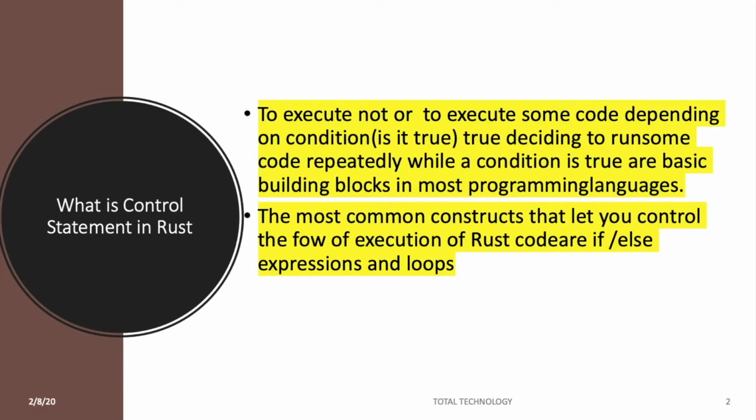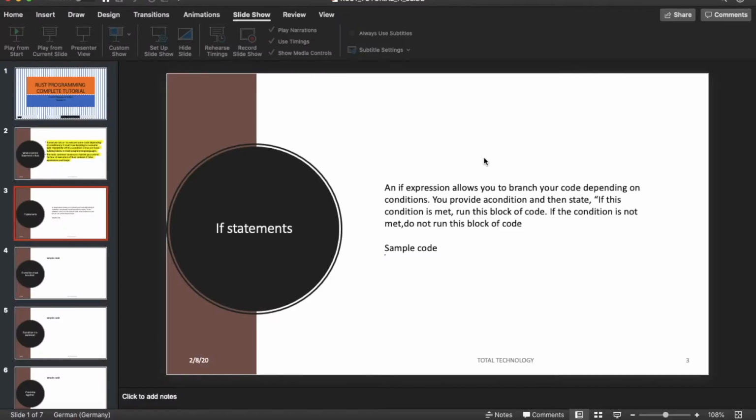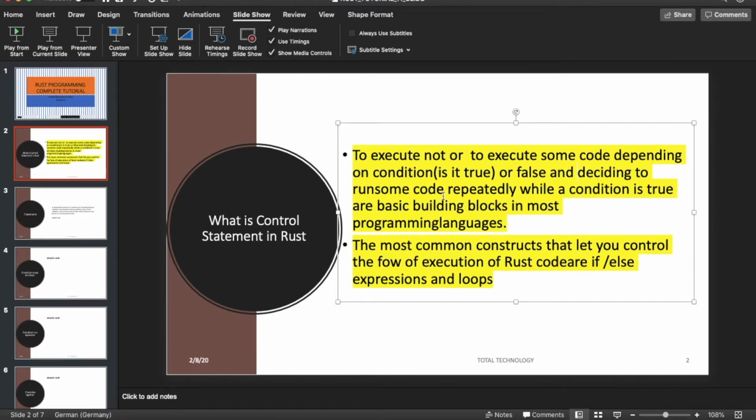So what is a control statement in Rust? Deciding whether or not to execute some code depending on a condition, whether it is true or false, and deciding to run some code repeatedly while a condition is true, are basic building blocks of most programming languages.